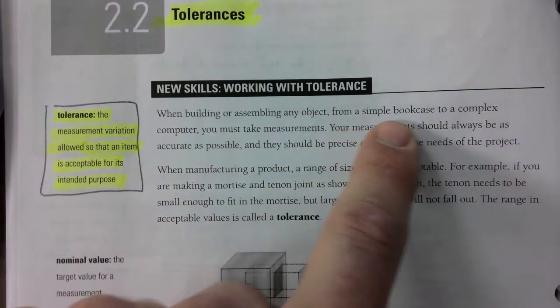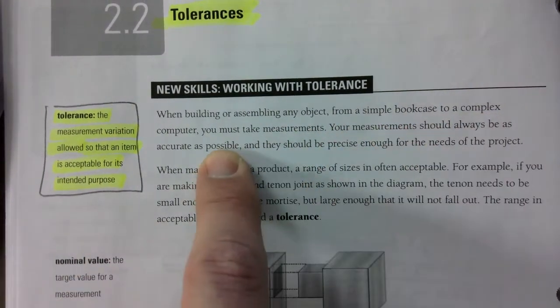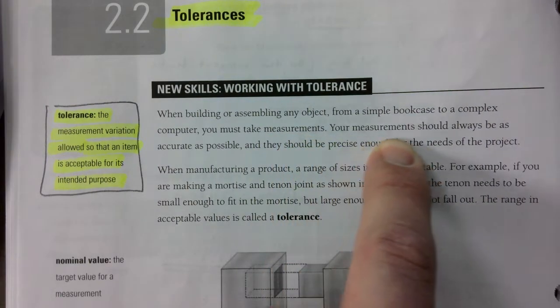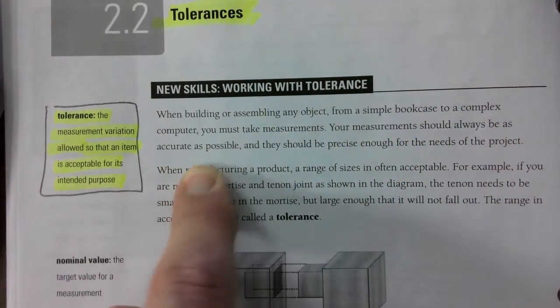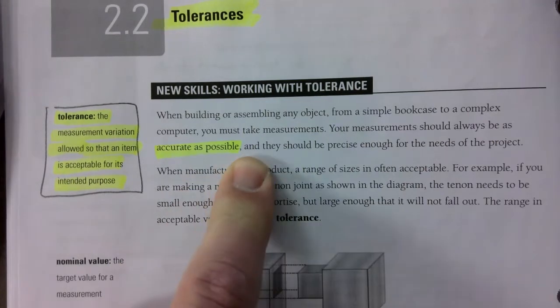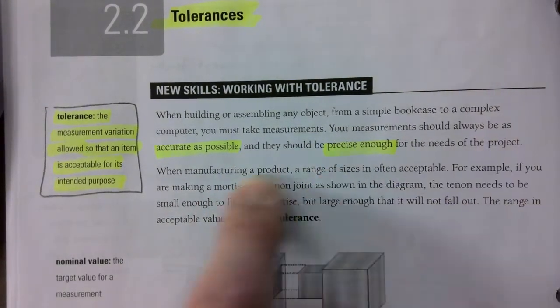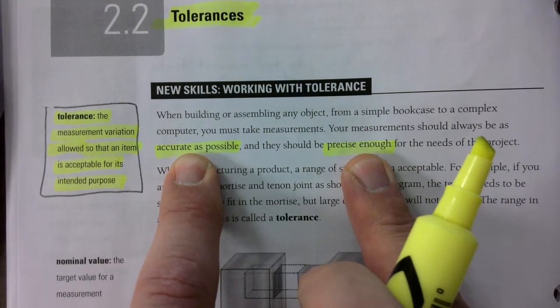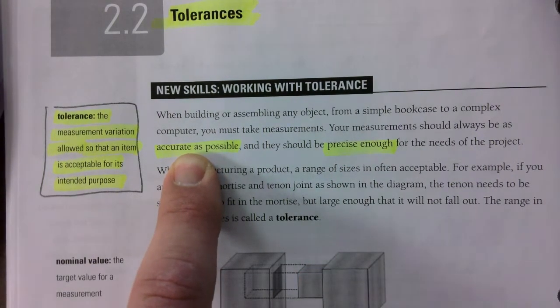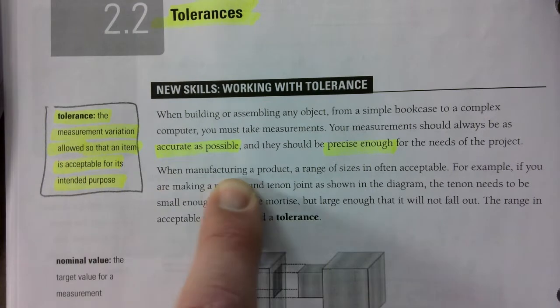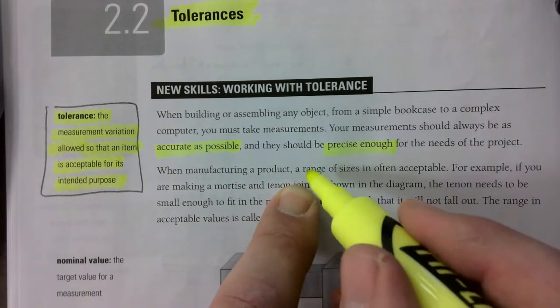It says for a simple bookcase to a complex computer, you must take measurements. Measurements should always be as accurate as possible, right? And they should be precise enough to meet the project needs, right? That's always what you're aiming for, obviously. You want to be right on target if you can. When manufacturing a product, here it is.